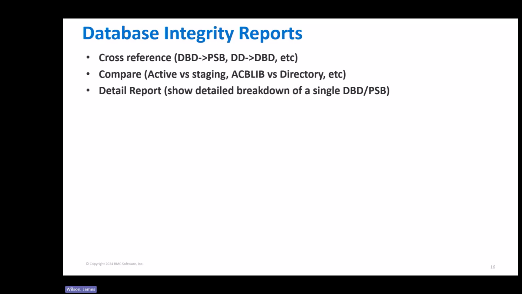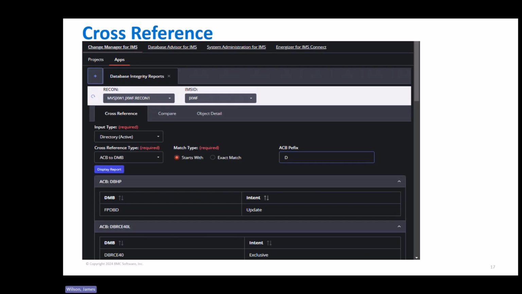So you can compare the active versus the staging ACB to see what changes have been imported, or what changes will be imported if you do an import from staging, those kinds of things. And then detail is self-explanatory. Just drill down into one object and show every detail you can about it. So this is kind of what they look like. We have the three main categories on these tabs here.